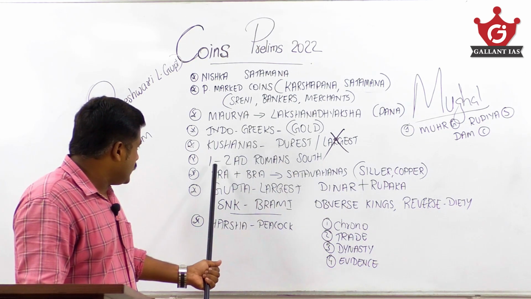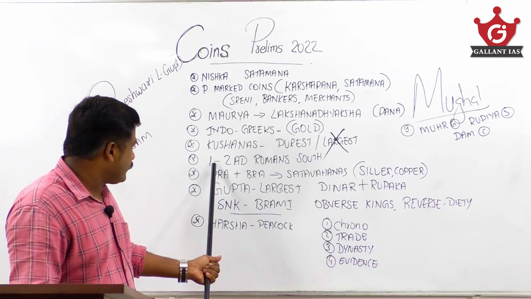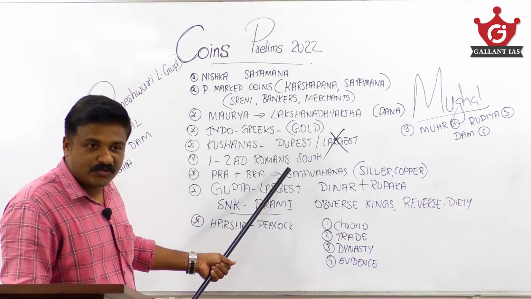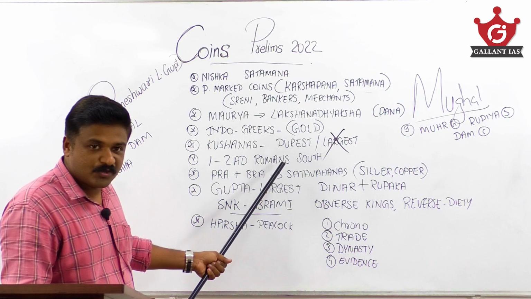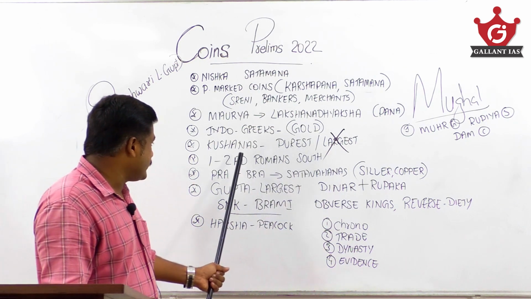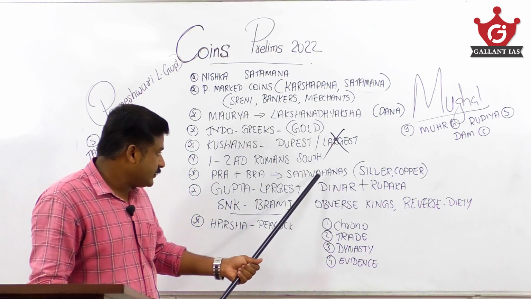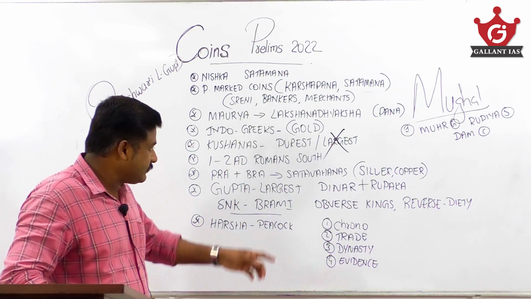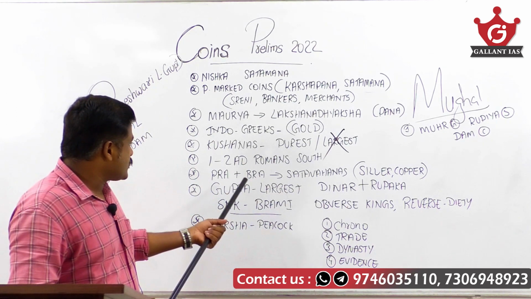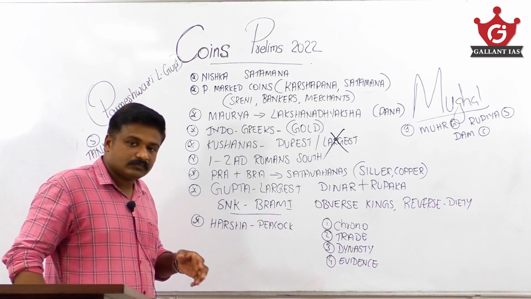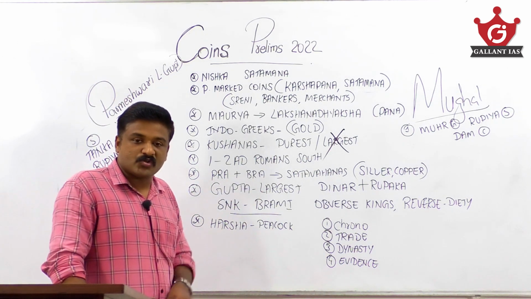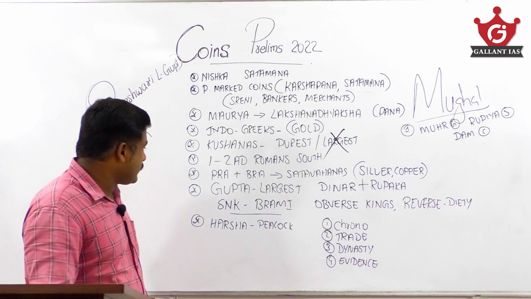Then in the 1st and 2nd centuries AD, we can identify Roman coins in South India also, because South India was engaged in trade with the Roman Empire. So Roman gold coins have been identified from South India. Then the Satavahanas also issued coins, but they never issued gold coins. They issued silver and copper coins. Their coins contained inscriptions in the Prakrit language and Brahmi script.